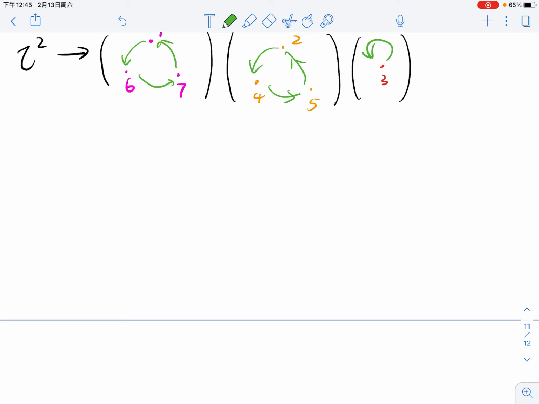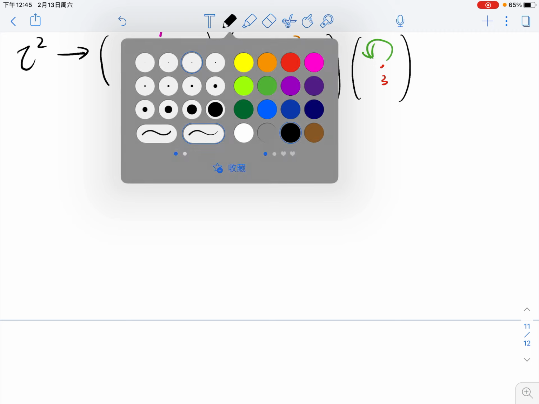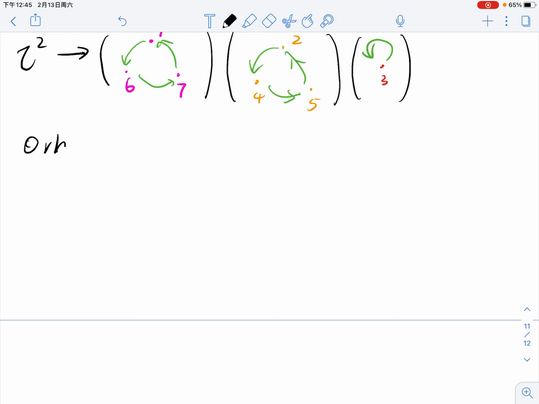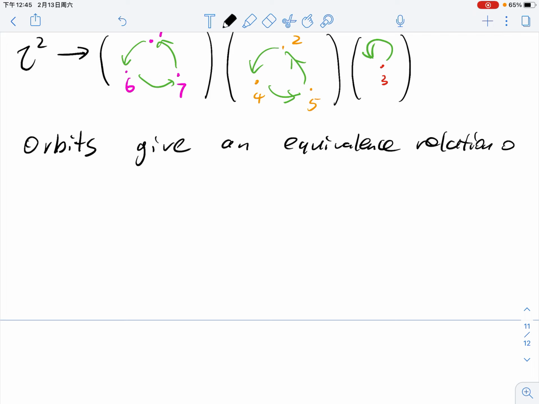Okay, then we can define the equivalence relation. The orbits give an equivalence relation on the set 1, 2, 3, 4 all the way to n.